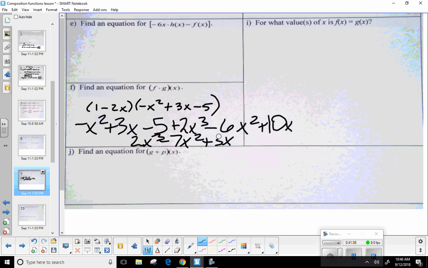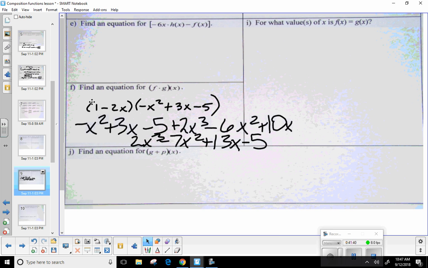So the 1 is going to give me the same thing. Plus 2x cubed, I'm sorry, minus 6x squared plus 10x. Okay. So 2x cubed minus 7x squared. Looks like we've got 13 x's and then minus 5. What do you guys think? Okay, looks good to me. Perfect.